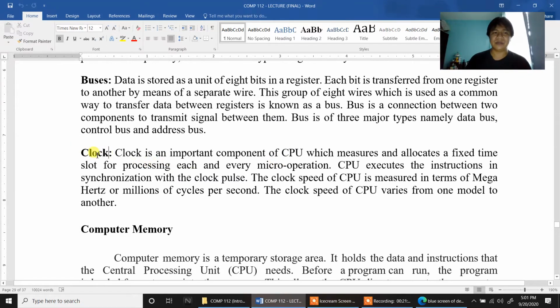The clock, or overclock, is an important component of your CPU that measures the fixed time of its processing. If you want to overclock your processor, then it's up to you, because there is a risk.